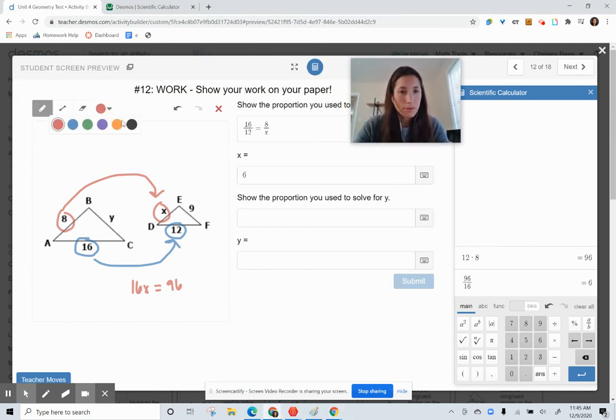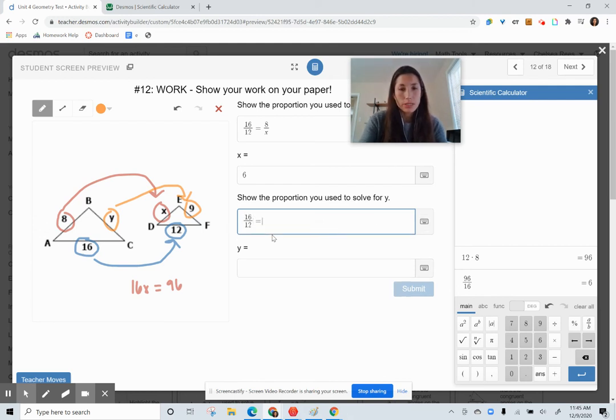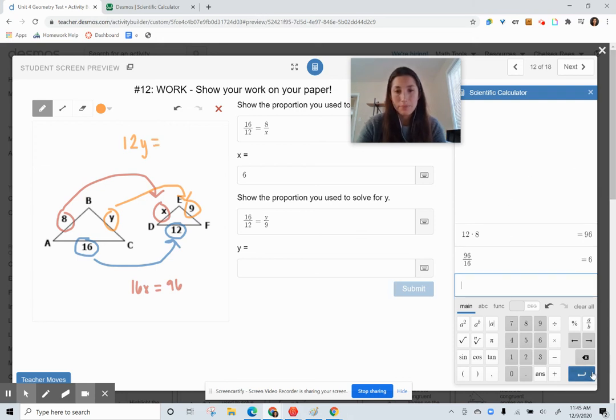And then for our y sides, we have a y and a 9. We can put them in the same order. So we still need to use our 16 and our 12 because those are two known sides, and then we're going to set that equal to y over 9. If we multiply our cross product, it would be 12 times y equals 16 times 9. That would be 144. And then we just divide by 12 on both sides, and y equals 12.